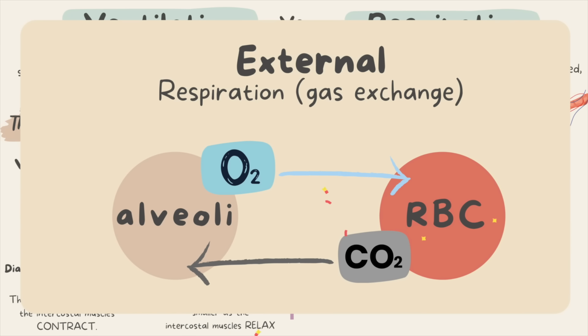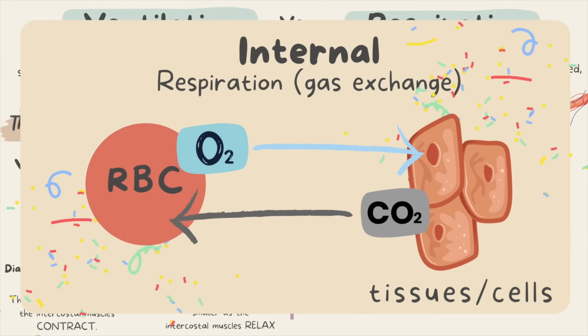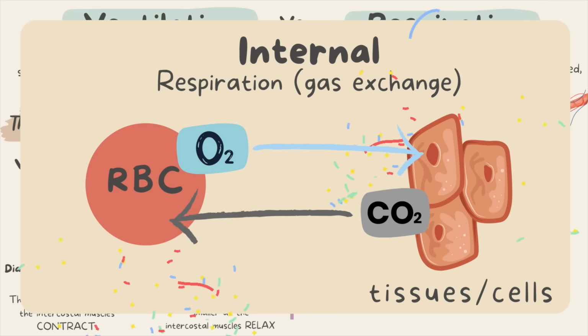External gas exchange. Great job. Yes. Okay, so what kind of gas exchange does this one look like? Oxygen is moving into body tissues and carbon dioxide is leaving the body tissues and moving into the red blood cell. Awesome. This is internal gas exchange.